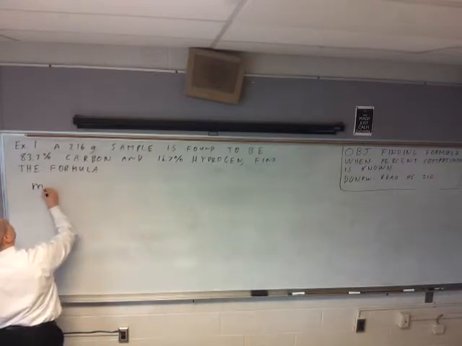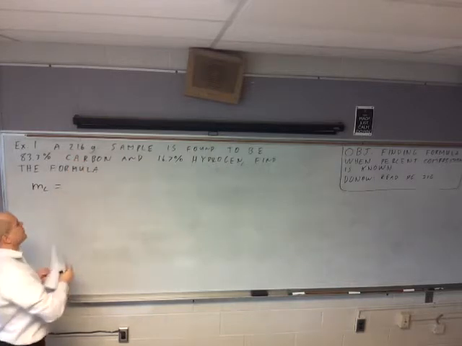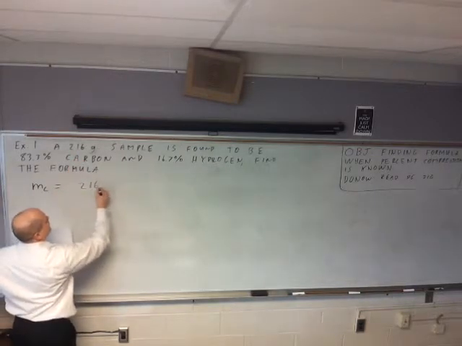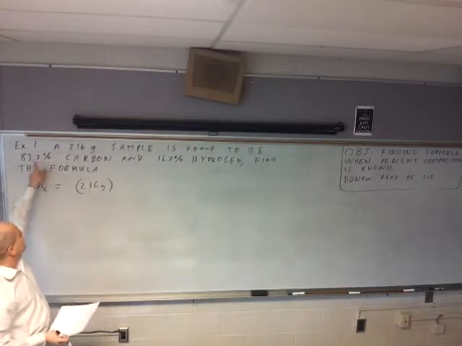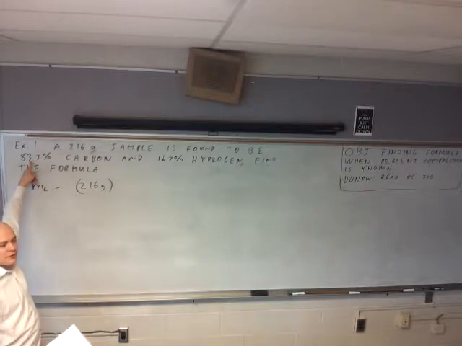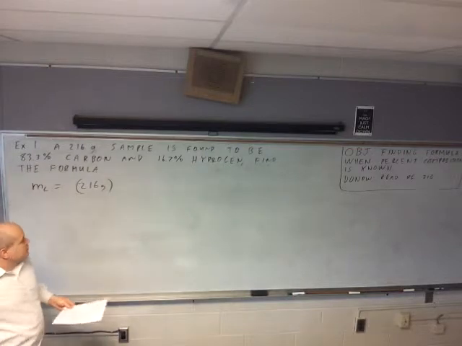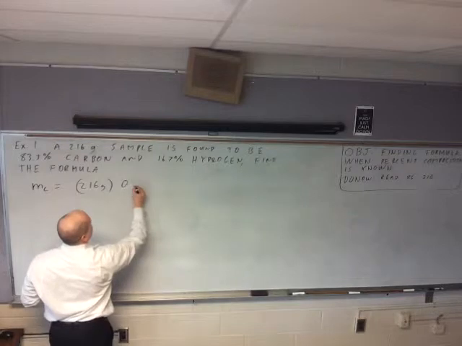So mass of carbon, we're going to take the mass of the whole sample, 216, times whatever fraction of that is carbon, which is 83.3%. But percents are useless, right? We have to make it into a decimal, which is what it really is. So how do we do that? Yeah, you divide by 100 and turn it into 0.833.